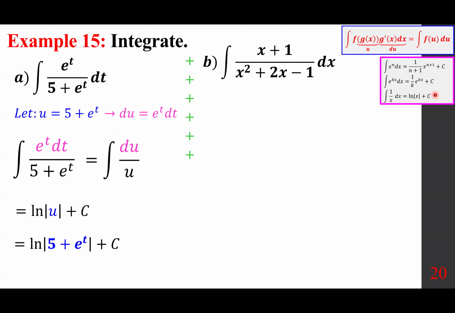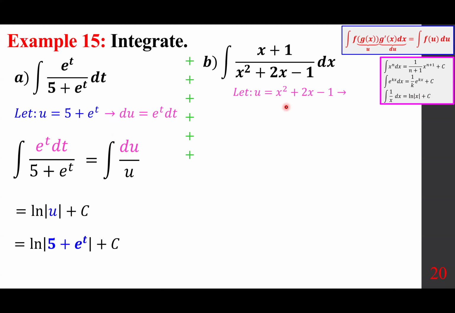And replace the u: natural log of 5 plus e to the power of t plus a constant. And of course, if you know this expression is positive, and you should know it, you can get rid of the absolute value. In this case, you can simplify.